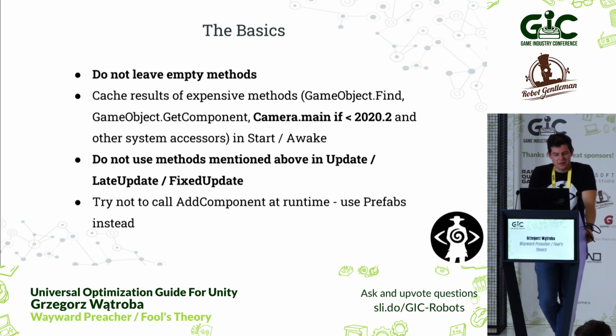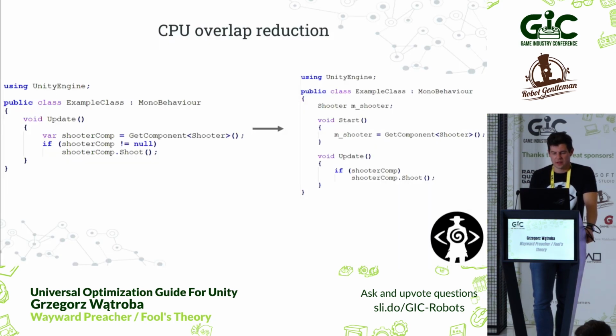And another thing, do not use heavy methods like GameObject.Find, GetComponent, and so on in updates. This is like programming in Unity 101. And try to not call AddComponent at runtime. Use prefabs or cache it before or something like that. So this is like the simplest template to not overuse those heavy methods.